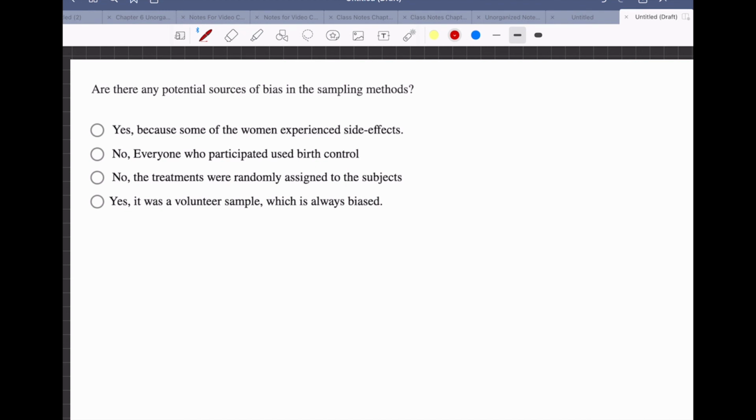The question is, are there any potential sources of bias in the sampling methods? Yes, because some of the women experienced side effects. No, everyone who participated used birth control. No, the treatments were randomly assigned to the subjects. We have the option, yes, it was a voluntary sample, which is always biased. We are assuming that voluntary samples are always biased. So the answer is yes. For volunteer samples, in these kinds of studies that have to do with medical issues, we're going to assume that most of the time they use a volunteer sample, so we will assume that they are biased.